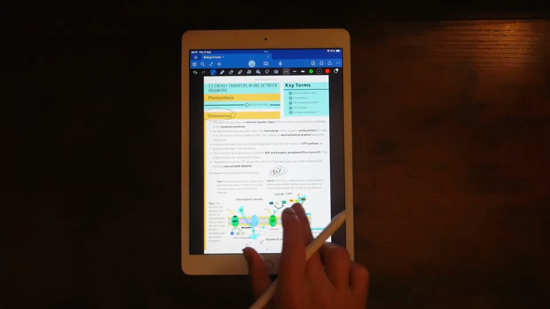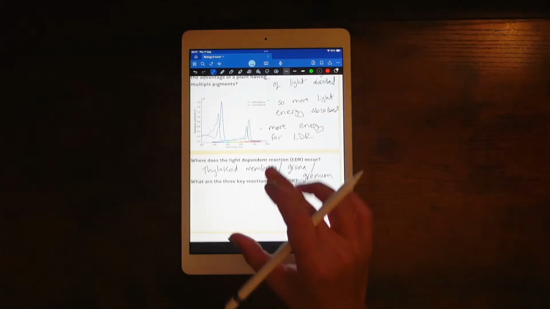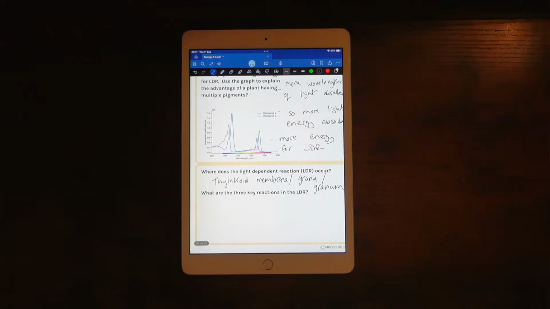So if we then have a look at this bit here, what are the three key reactions in the light-dependent reactions? I'm going to go to the chat box on Instagram, TikTok, and YouTube. I'm just going to have a quick stand up so I can see on YouTube.